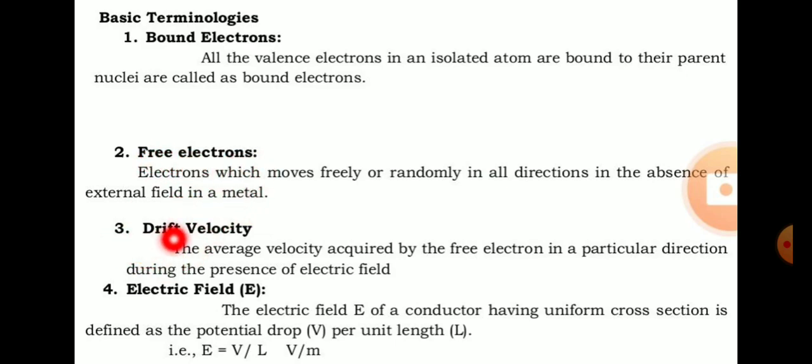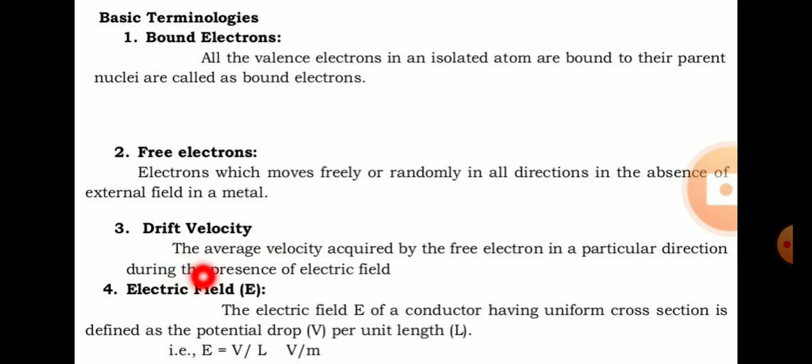Next is the third one, drift velocity. Drift velocity is defined as the average velocity acquired by the free electrons in a particular direction during the presence of an electric field. In the presence of an electric field, the electrons move in a particular direction. That average velocity is known as drift velocity, and drift velocity is denoted as Vd.